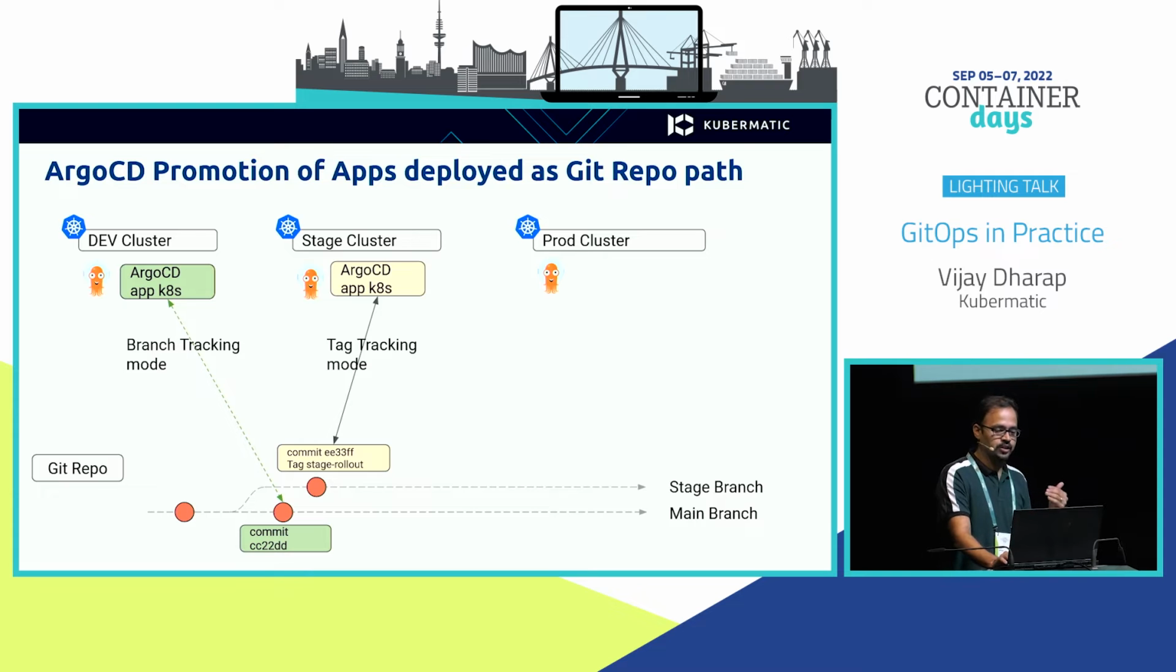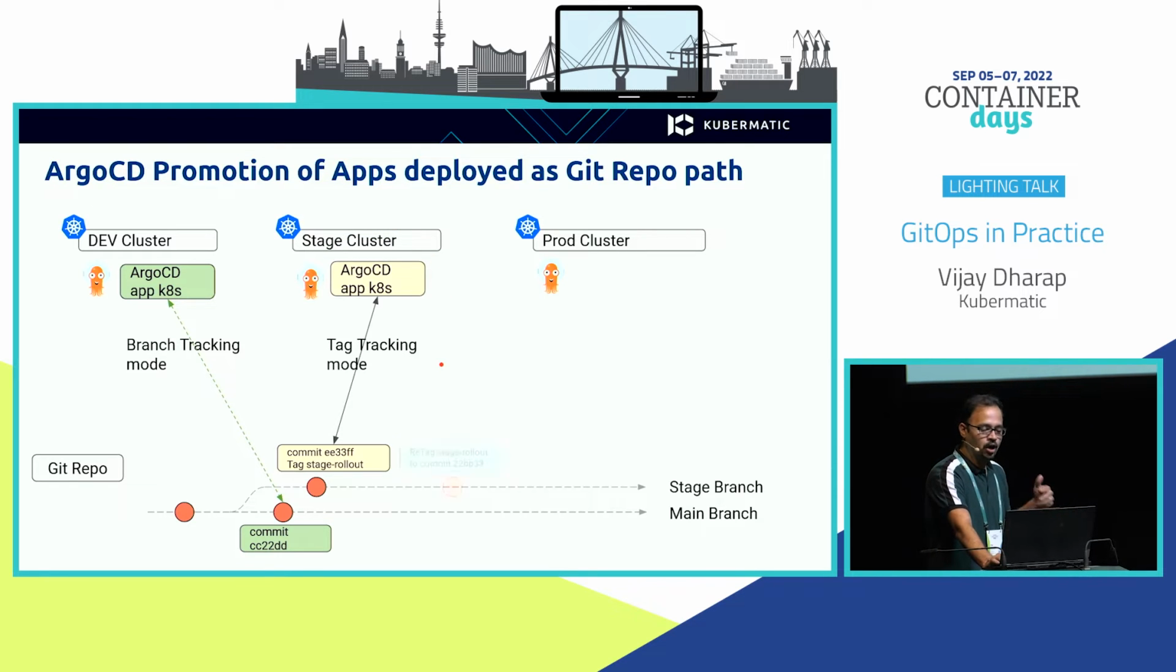again connected to stage. So here, instead of doing branch tracking in Git, what you do is you use tag tracking, the Git tag tracking. So essentially you don't track every commit, but rather you are tracking a specific Git tag. So in this case, I have tagged this particular commit EE33FF as stage rollout. And now the Argo CD application here is tracking a tag called stage rollout.